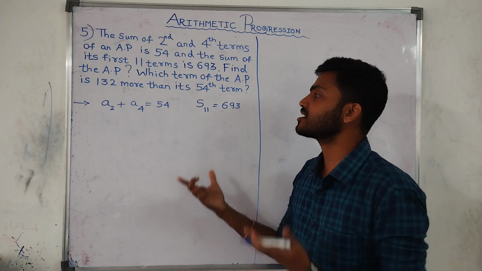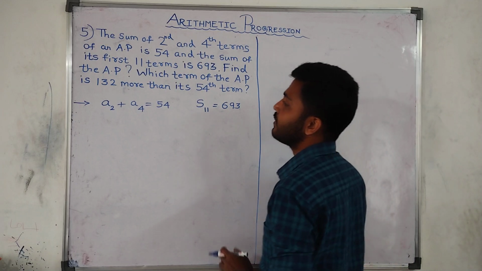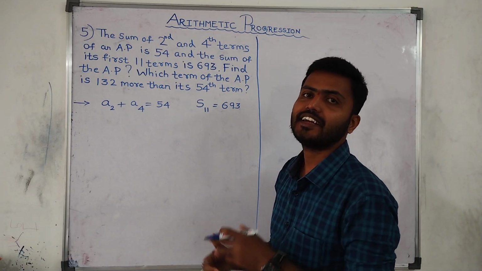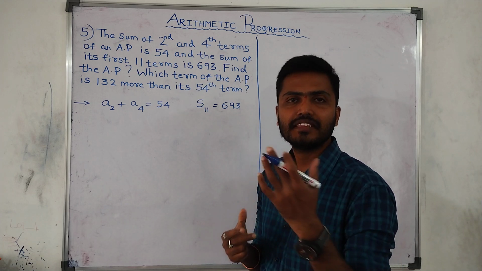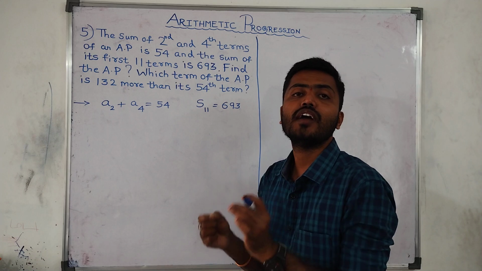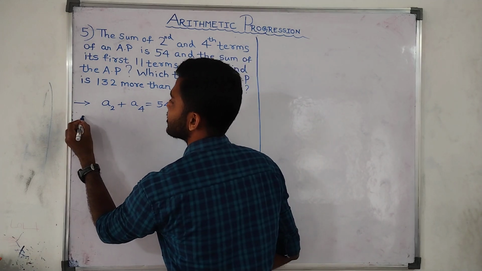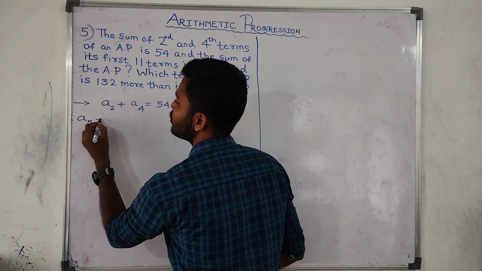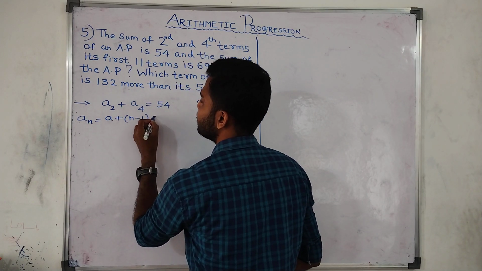Okay? So let us try and solve it together. We all know the formula of finding AN. What is the formula, my dear students? Yes, absolutely correct. It is AN is equals to A plus N minus 1 into D. So let us write it down. AN is equals to A plus N minus 1 into D.